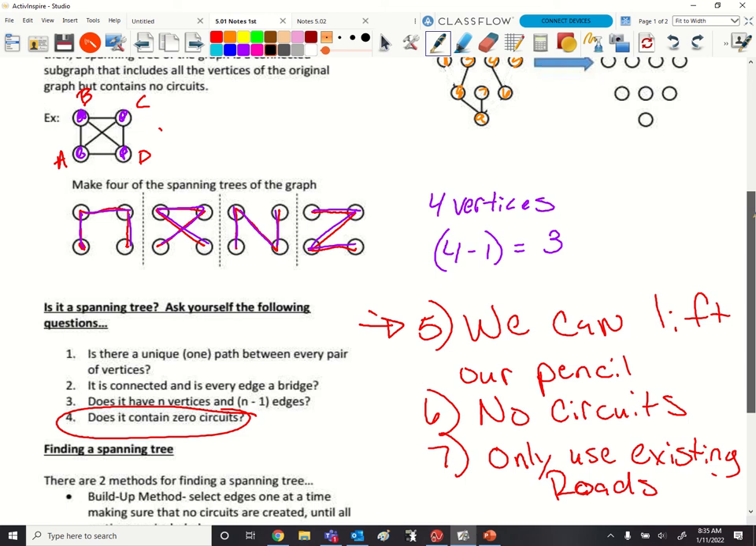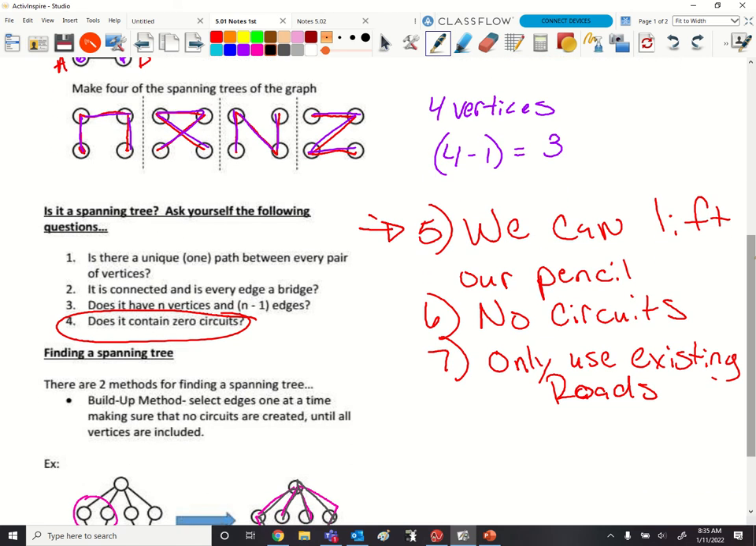Yes. Now, zero circuits, I redid the definition for zero circuits, and I said zero circuits mean no circuits. That's what that means. It means no circuits. That means a circuit is, I could actually go around in a circle. So if it was directional, I could keep going. I wouldn't have to stop and turn around to go back. So a circuit, I will explain it here in a moment when we get on this next one. And you can lift up your pencil and only use existing roads.